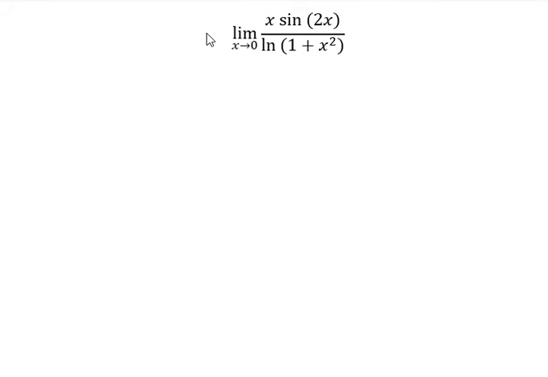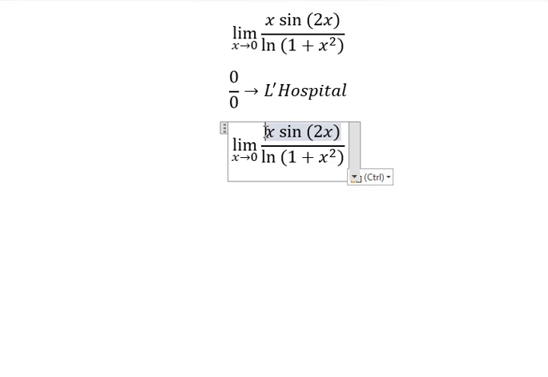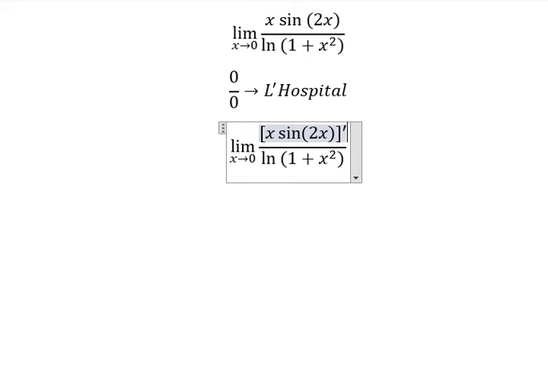The topic today is about limit. So now I will show you how to answer. If I put number 0 on here and here, we have 0 over 0. So we can use L'Hospital's rule. That means we need to do first derivative on numerator and denominator.